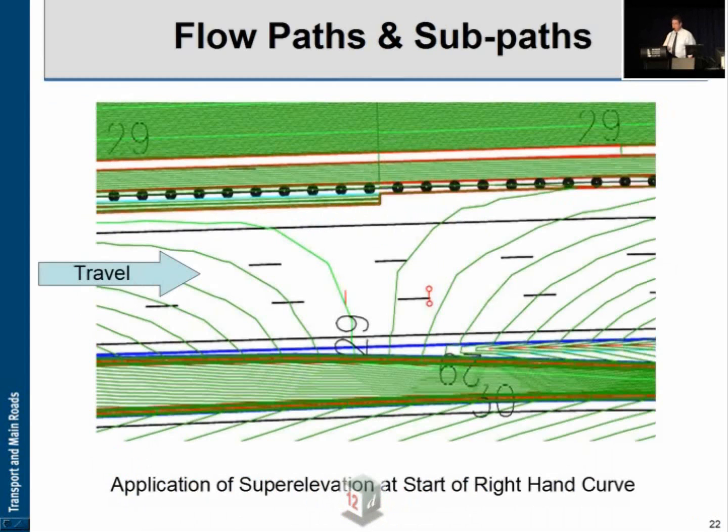So flow paths, this is typically a road. You can see the direction of travel. It's a right-hand curve, and this is the point of super elevation being applied, as you can see by the contours. So here's the flow path across here now. And we would assess that. As I said, you look for the wheel paths and you're testing for those.